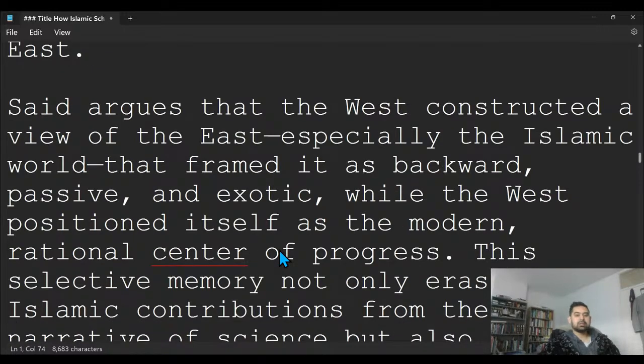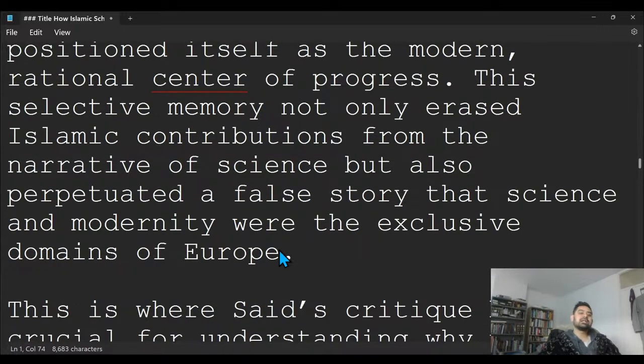Said argues that the West constructed a view of the East, especially the Islamic world, that framed it as backward, passive, and exotic, while the West positions itself as the modern rational center of progress. This selective memory not only erased Islamic contributions from the narrative of science, but also perpetuated a false story that science and modernity were the exclusive domains of Europe.